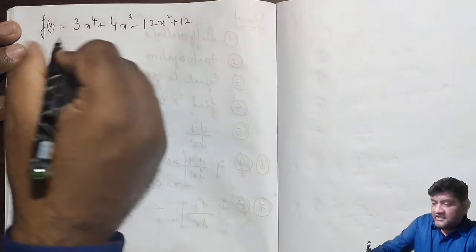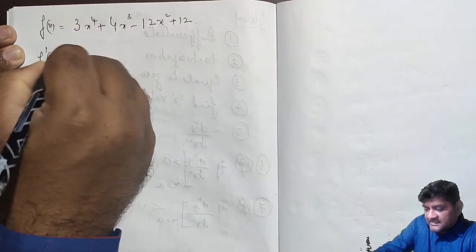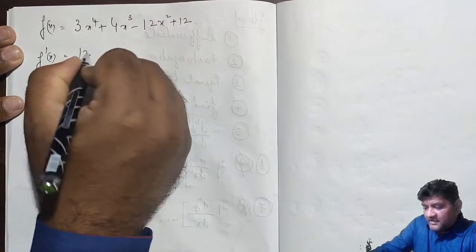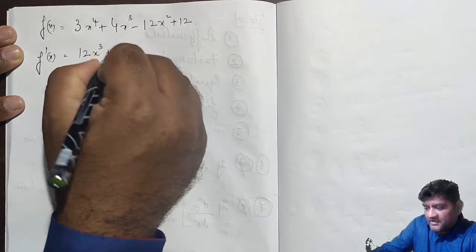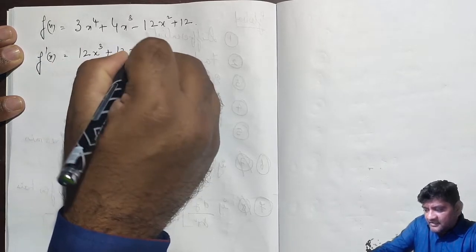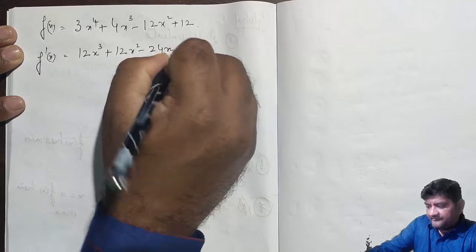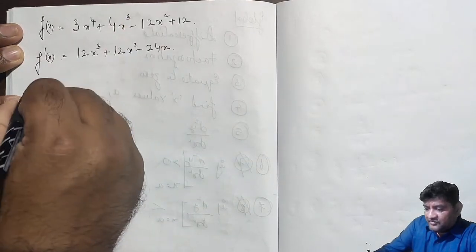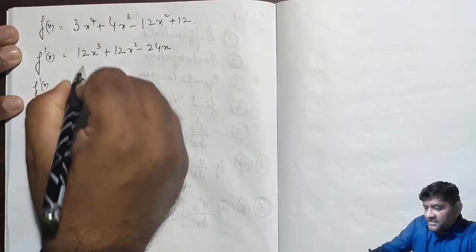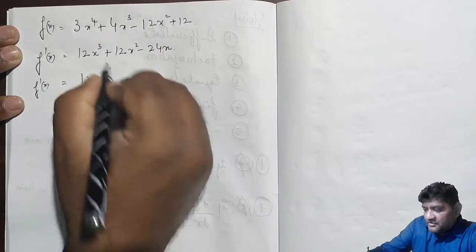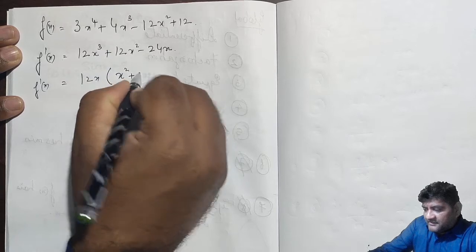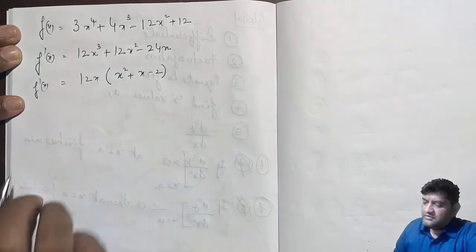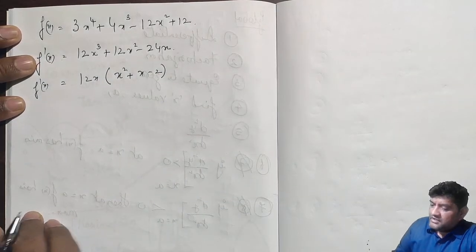So if I'm differentiating, I will have f dash of x equal to 12x cubed plus 12x square minus 24x. That's what I'm going to have. What's the next step? Factorize this. So how do I factorize it? Take 12x common out. So you remain with x square plus x minus 2. That's what you remain with.